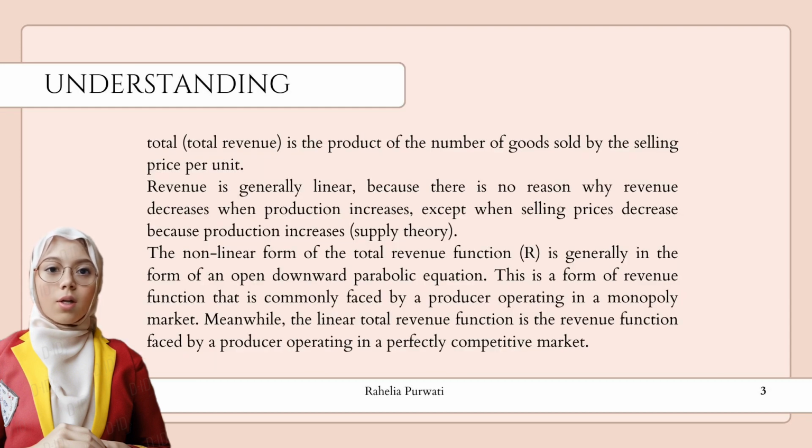Total revenue is the product of the number of goods sold by the selling price per unit. Revenue is generally linear, because there is no reason why revenue decreases when production increases, except when selling prices decrease because production increases, supply theory. The non-linear form of the total revenue function, R, is generally in the form of an open downward parabolic equation. This is a form of revenue function that is commonly faced by a producer operating in a monopoly market. Meanwhile, the linear total revenue function is the revenue function faced by a producer operating in a perfectly competitive market.